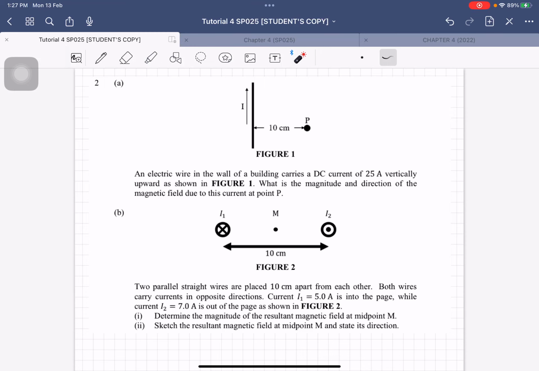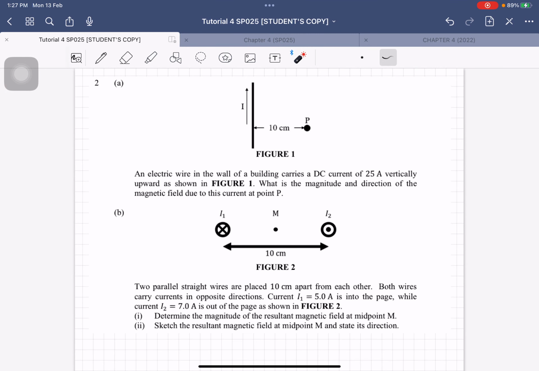Question number 2A. Wait, let me check. Okay, it's on. Right, so tutorial question 2A.